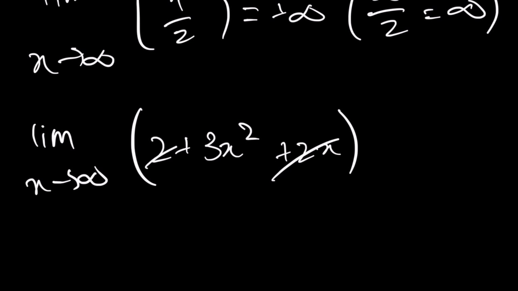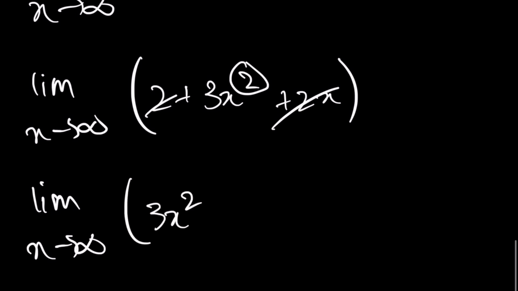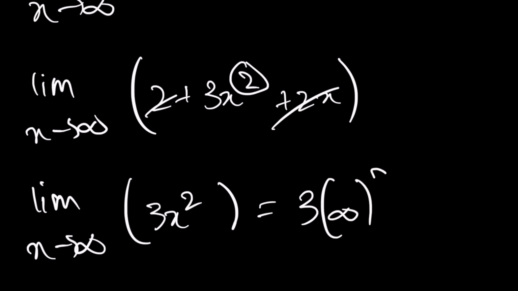So basically what we'll do is we'll take the term with the highest degree. So we'll solve to get this as a limit as x approaches infinity for the function of 3x squared, which is equal to 3 times infinity squared, which is just infinity.